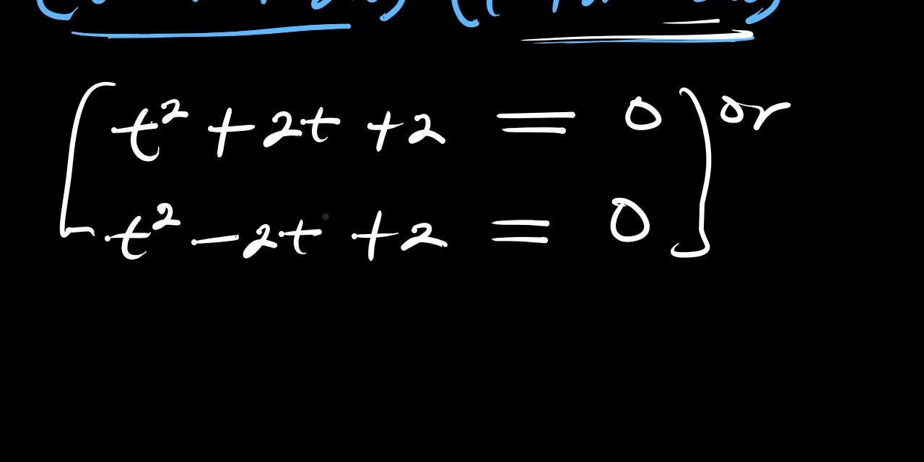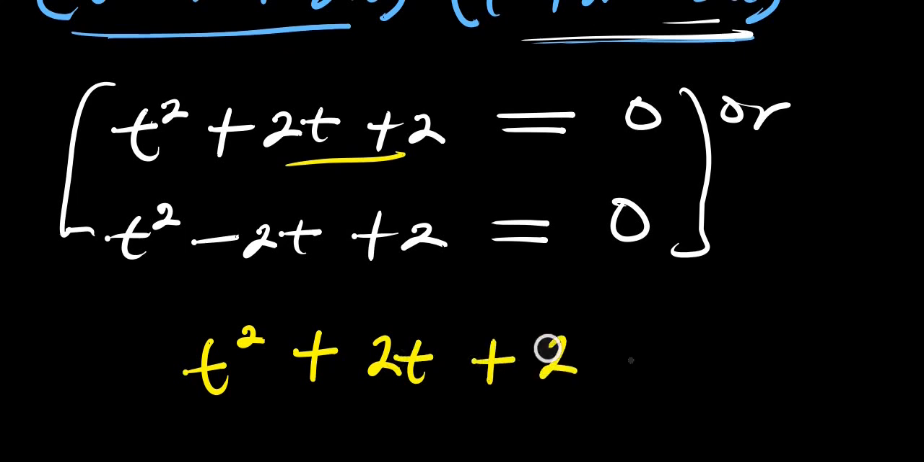So let's start with the first quadratic equation, this one here. So we are going to start solving with this one. So let's copy it down here. We have t squared plus 2t plus 2 equals 0.